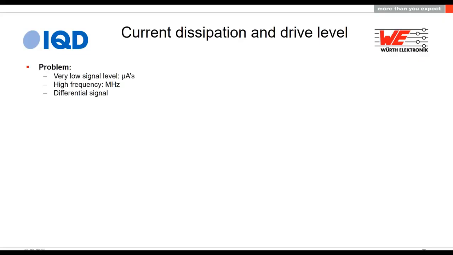The problem with trying to do this is there's lots of ways to measure current, but the first thing you need to know is that you're looking at microamps of current here. This is a really low current, so it's really hard to measure. It's also a really high frequency, in the megahertz range. So a lot of the op amps and stuff like that will either have too low an input impedance or too high an input impedance, and they won't work at the frequency that you want.